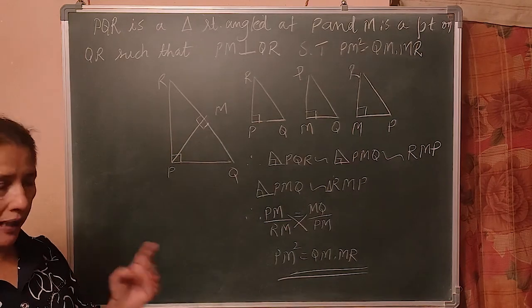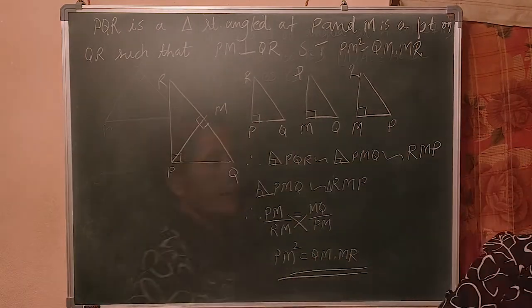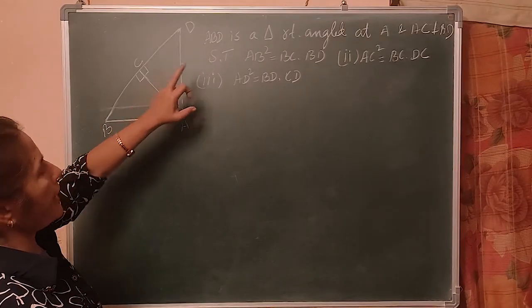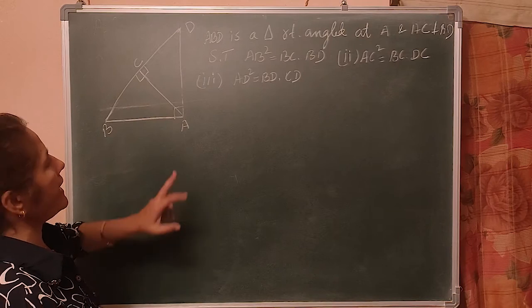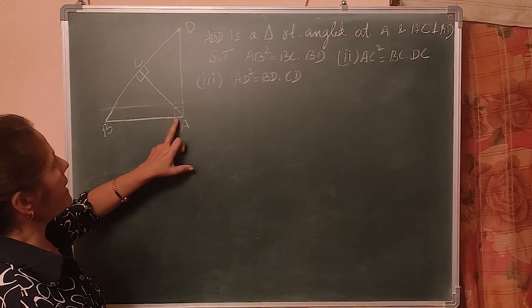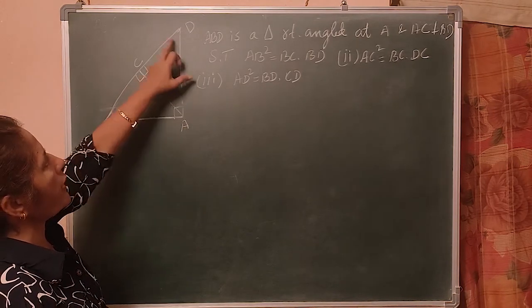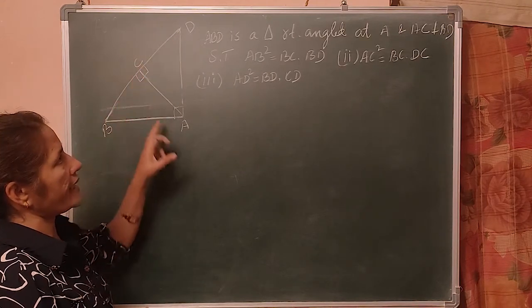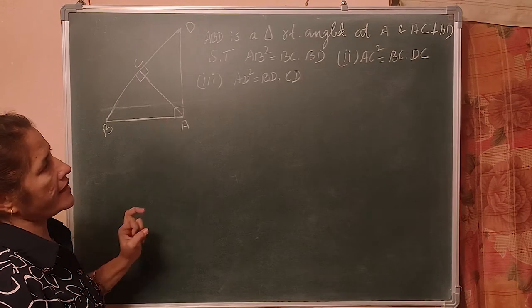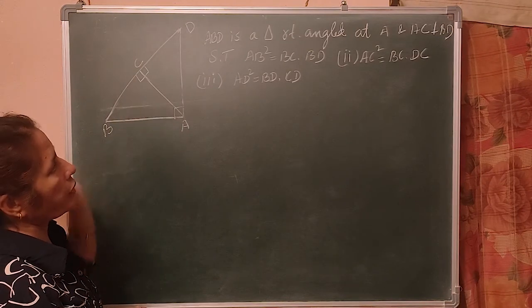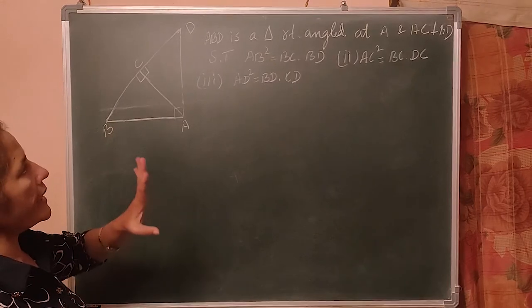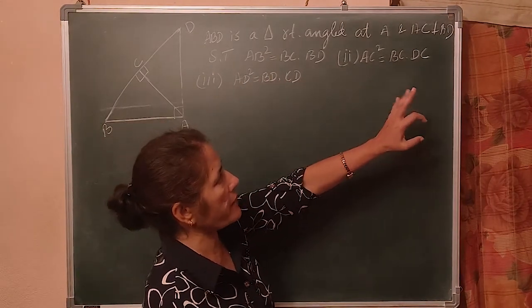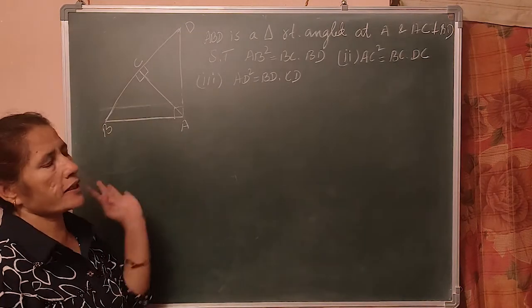Let us move on to the next one. Our next question is like this. ABD is a right-angled triangle, right-angled at A, and AC is perpendicular to BD. Show that AB square is equal to BC into BD, AC square is equal to BC into DC, AD square is equal to BD into CD.